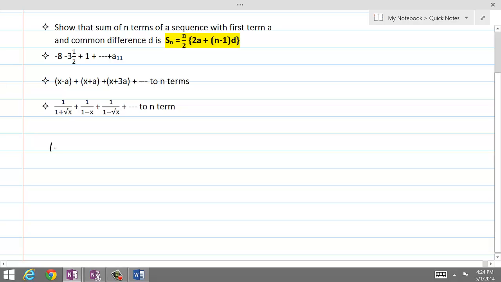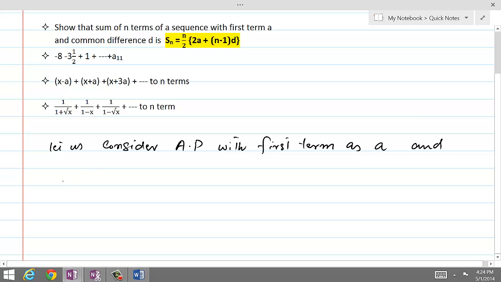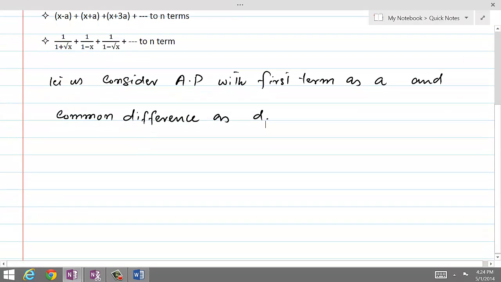So let us consider a sequence with first term a and common difference d. Let us consider an AP, meaning arithmetic progression, with first term as a and common difference as d. Then what will be the arithmetic sequence?